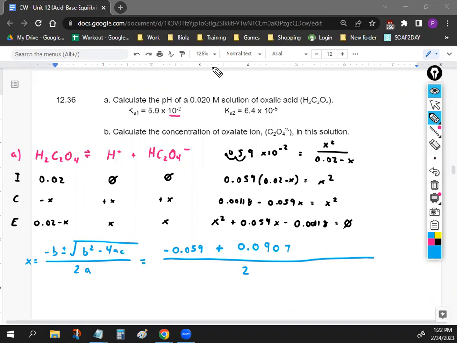So 0.0597. And then for your numerator, you should get a value of 0.0317. And then if you divide that by 2, you're going to get the value that I mentioned earlier, 0.0158 molar.